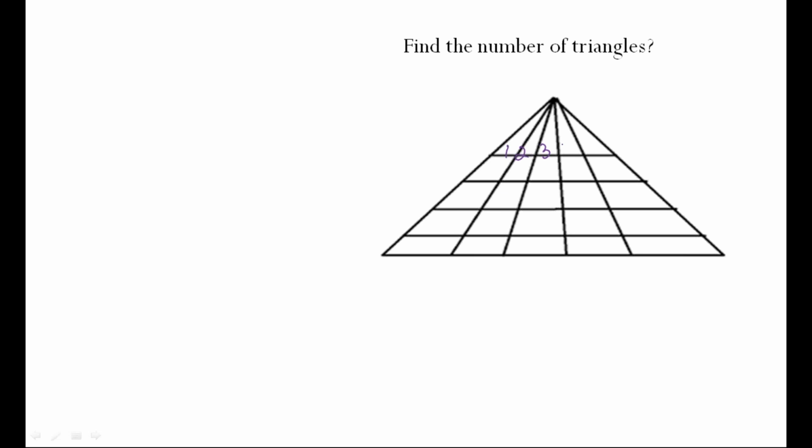1, 2, 3, 4, 5. So totally 5 plus you have to add all this, right? 15. And again similarly here also 15. Here also 15. Here also 15. Now totally we'll get 15 into 5, 75. 75 is the total count.